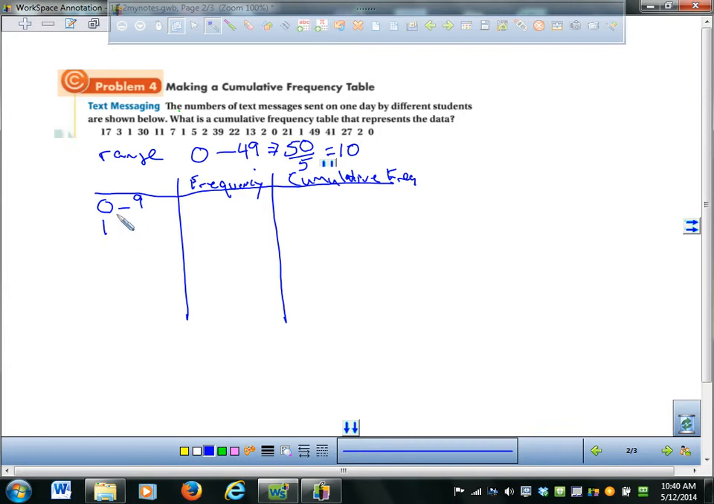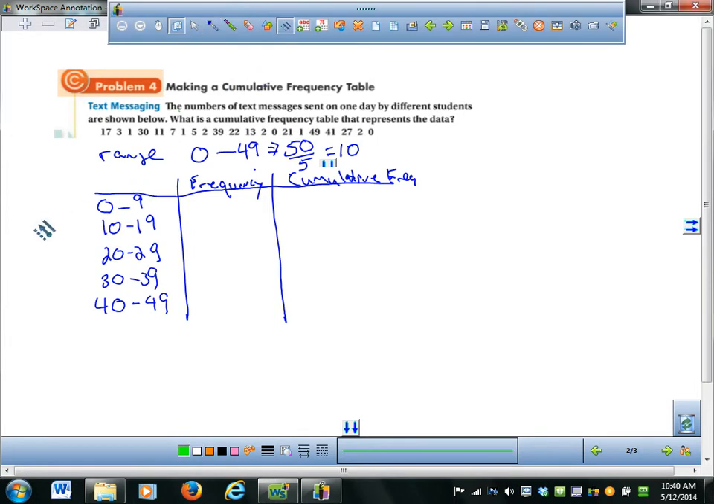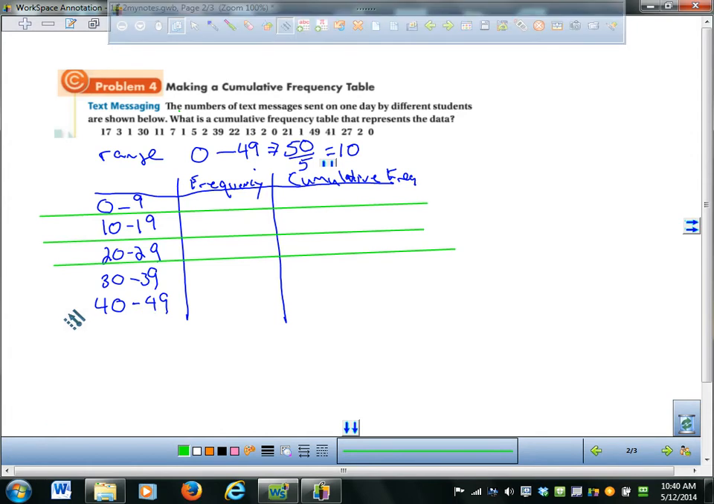Then from 10 to where? 19. And then from 20 up to 29. And then from 30 up to 39. And then from 40 up to 49. And that would get me everything, right? Yes? And then I'm going to draw lines across, like that, and like that, and like that. And then I'm going to count out my numbers.